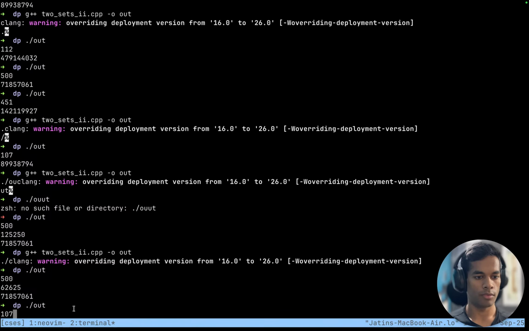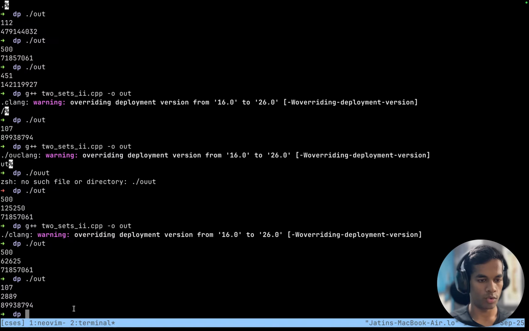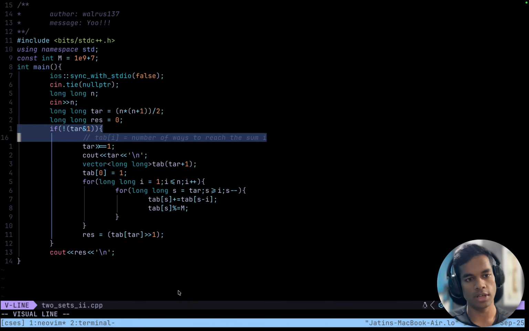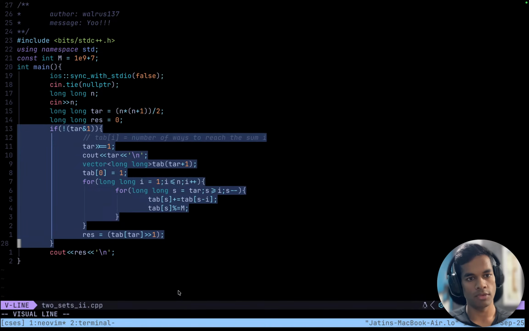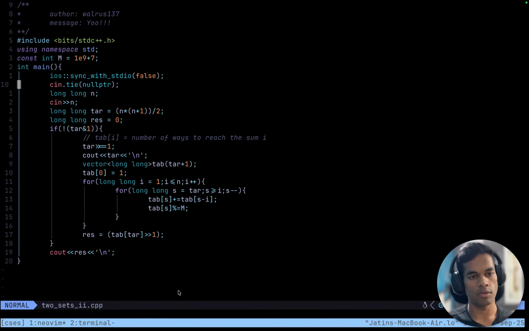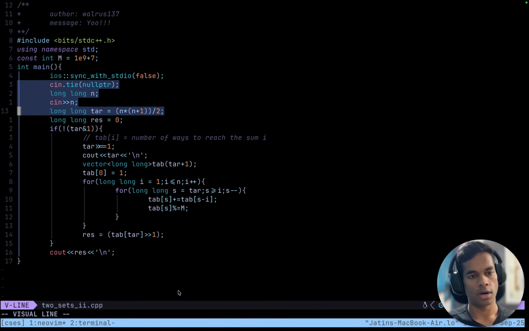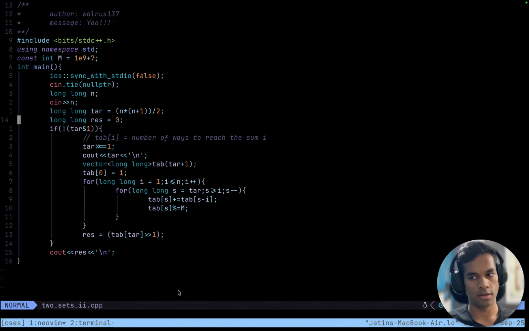Dot slash out. We were getting wrong answer for 107. The target is this. Why? I think there is no mistake in this part. And if there is some mistake, it has to be with the other logical part. I am taking in n, and that is very good. And then I multiply n by n plus 1 and divide by 2. That is the target. That is the sum. And then response equals 0 initially.